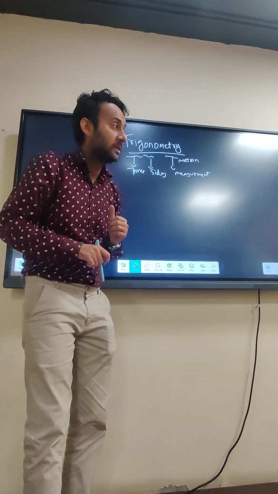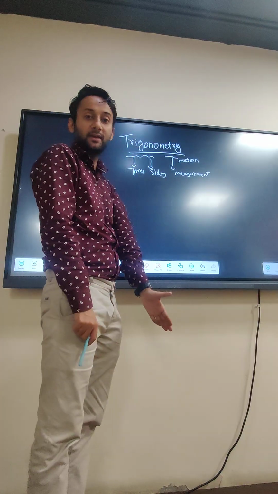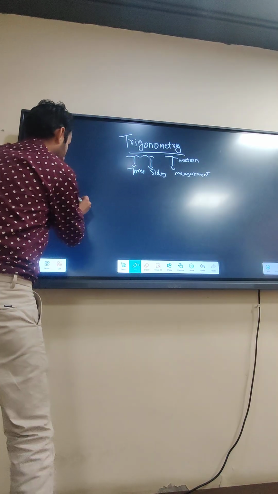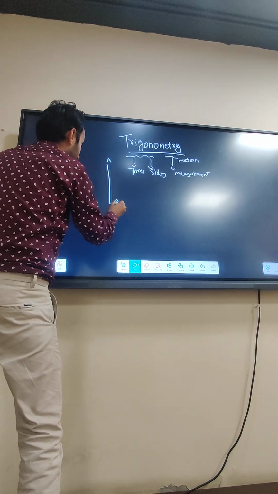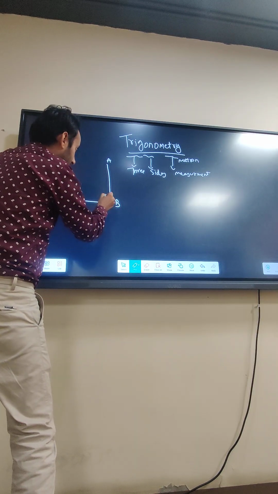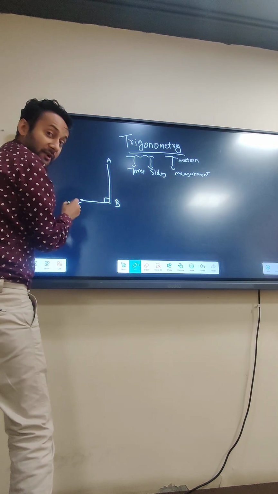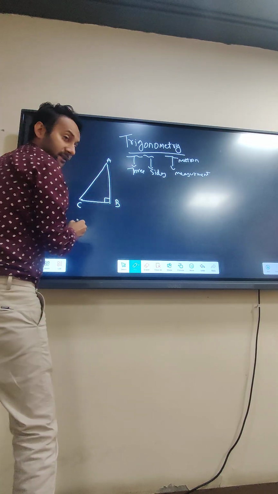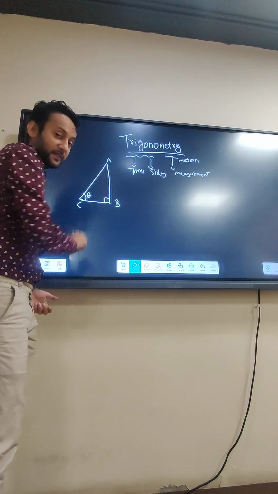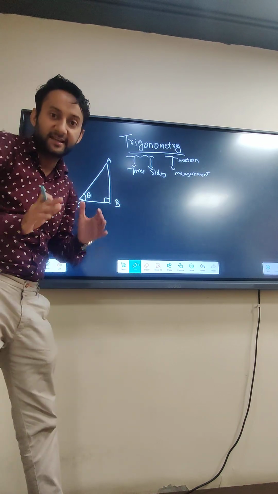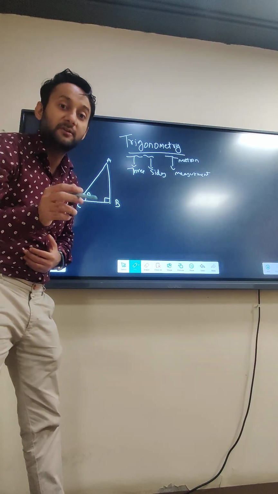Because imagine a scenario where you are standing here and you are watching a tall building, and you want to know the height of the building. Suppose from here you are observing a building. Let us say this building is AB. It is standing straight on the ground, making a right angle with the ground, and at point C you are observing the top of the building, which is A. Suppose you are making some angle theta here while observing the top of the building. Don't worry, theta is just a Greek letter. It is basically the 8th Greek letter, which is used to show an angle which we don't know.